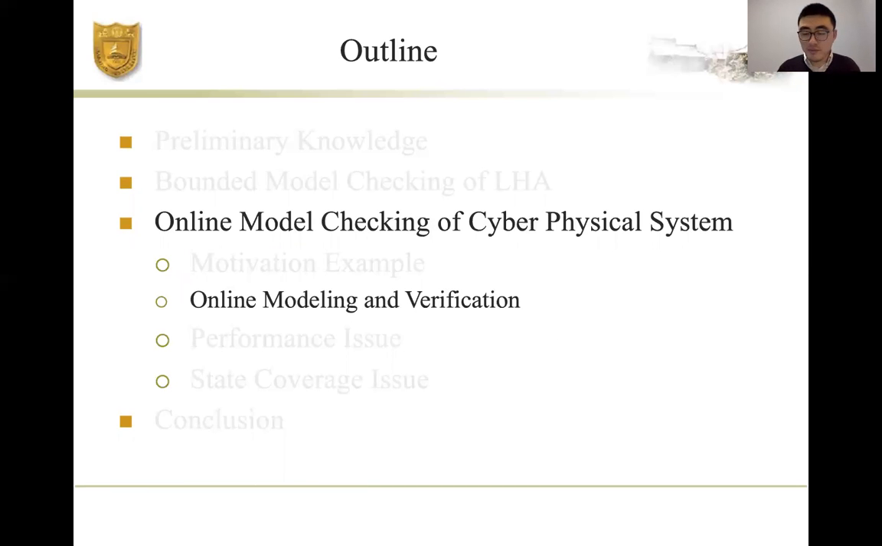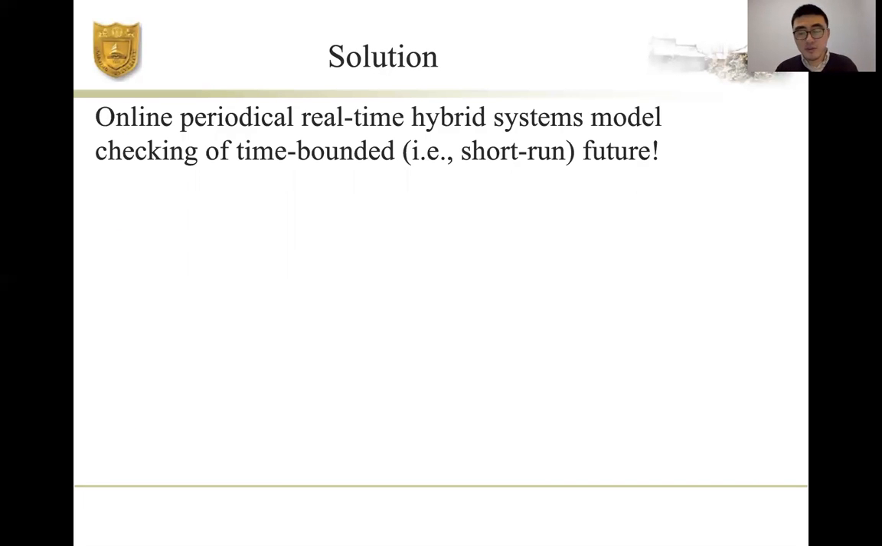Okay, what do we do? With this model with free parameters, it means we cannot do the traditional offline model checking, the traditional computation of the complete state space offline, right? Because you don't know the values of these variables. So here comes our story, online modeling and verification. Our story is we do not do the traditional offline modeling and checking. We do online periodical real-time hybrid system model checking of time-bounded short-run features.